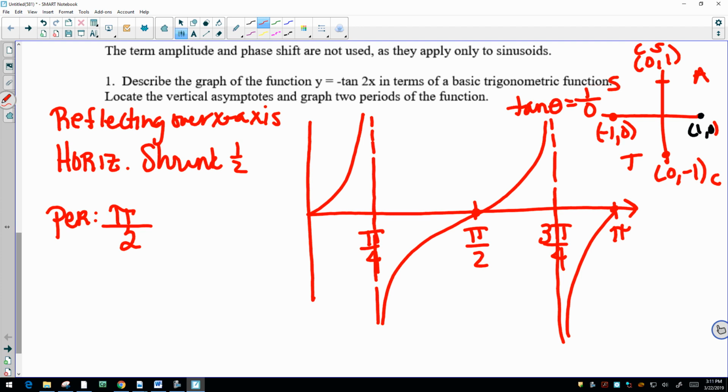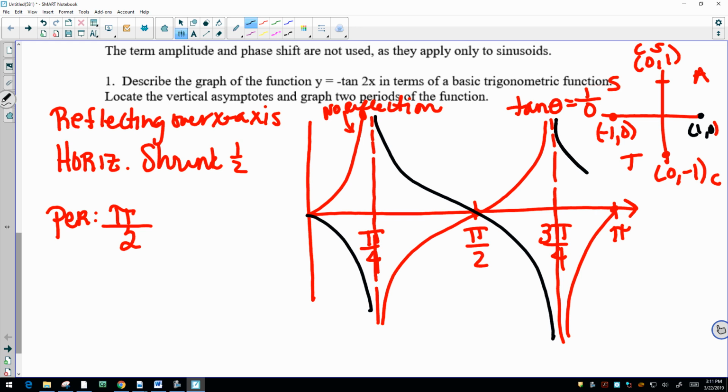But that would be a normal tangent graph. That's just plain old no reflection. So now once I have that done, I have to think, well, let's reflect it. If it's reflecting over the x-axis, it still starts at 0, but now this time goes down, starts back up at the top, crosses at the 0, and down, and there we go. So tangent, or y equals negative tangent of 2x, that is that graph.